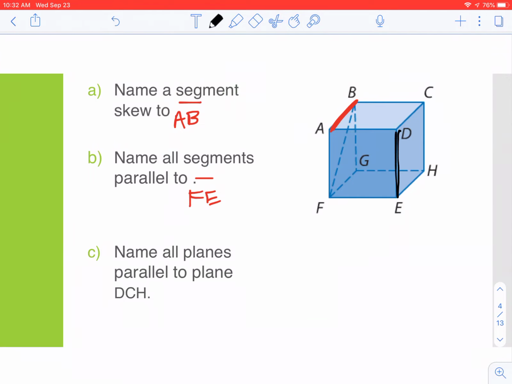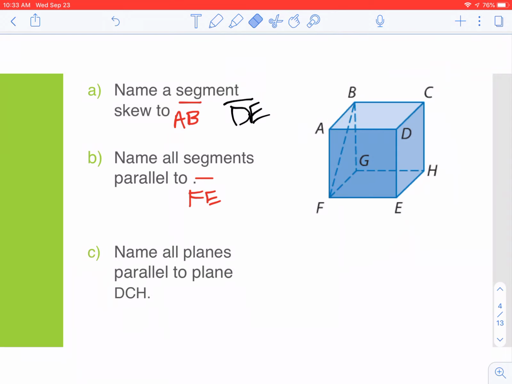Okay, so DE is not parallel to AB, nor is it intersecting, so that's skew. Also skew is CH. Also skew, not parallel or intersecting, is FE. And the last one would be GH. So you could name any of those. I'm just going to name DE as one example. But those are your four answers.